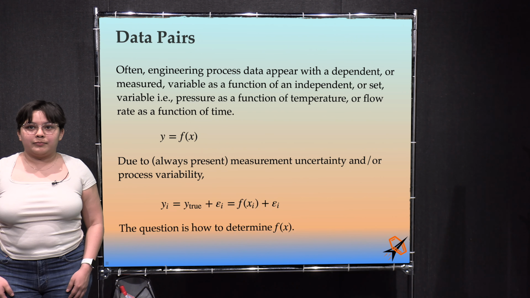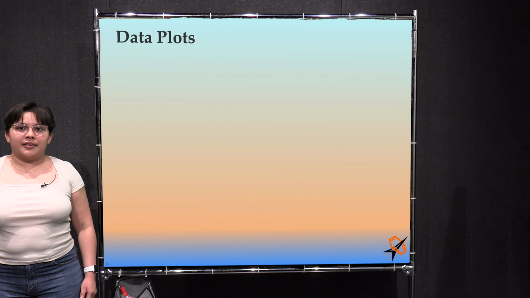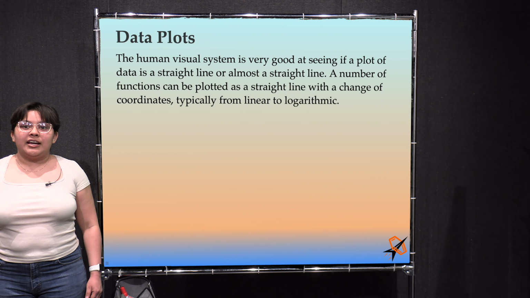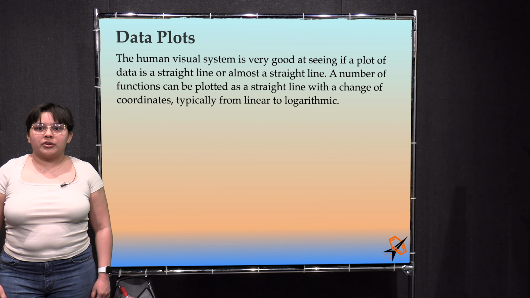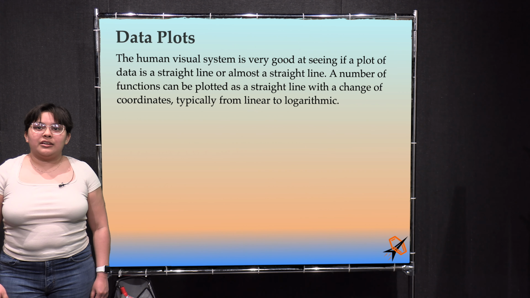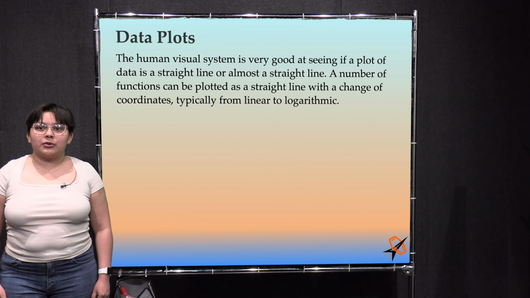For determining the functional forms of f of x, it turns out that the human visual system is very good at seeing if the trend in a plot of data is a straight line or almost a straight line. If your data plot doesn't appear as a straight line, it's possible that a change of coordinates will make it appear as a straight line. The most common change of coordinates in engineering data analysis is from linear to logarithmic. There are also many other transformations to make a function appear linear. Let's examine the functions that appear linear with a change to logarithmic coordinates.